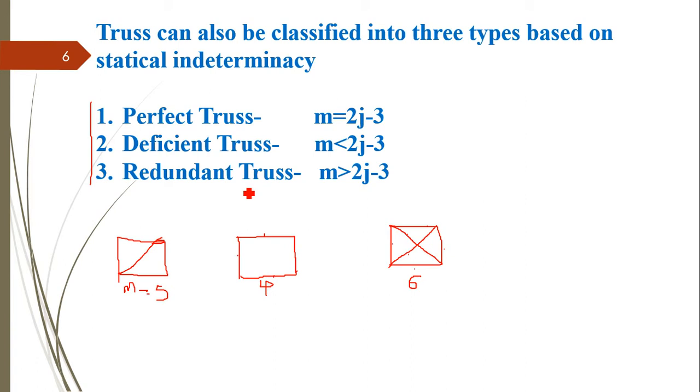So based on the values of members and joints, trusses are classified into three different types: perfect truss, deficient truss and redundant truss.